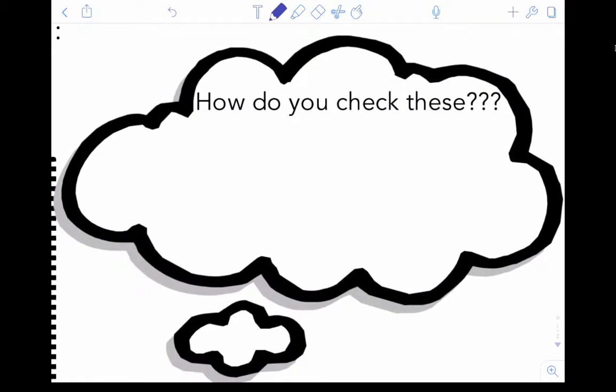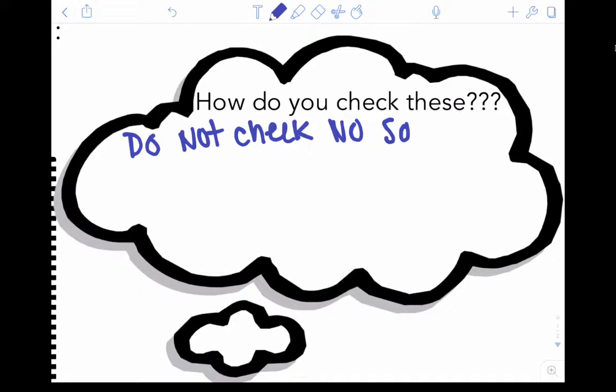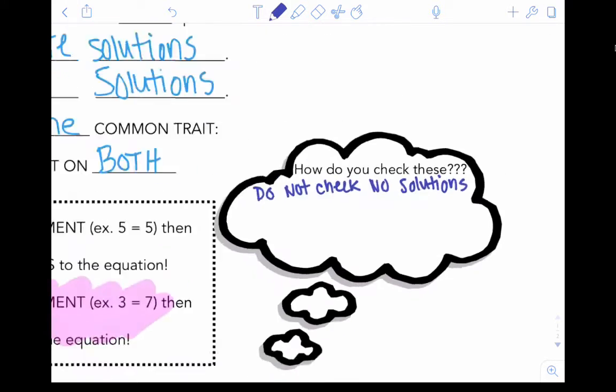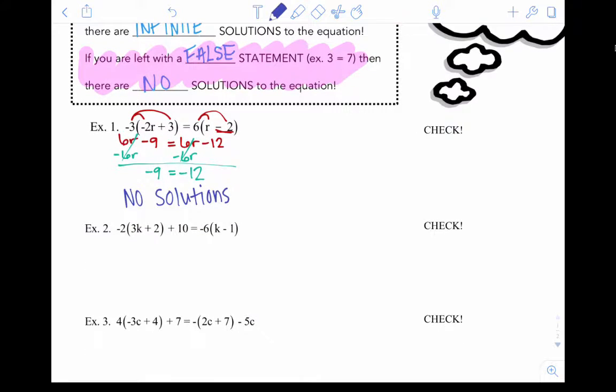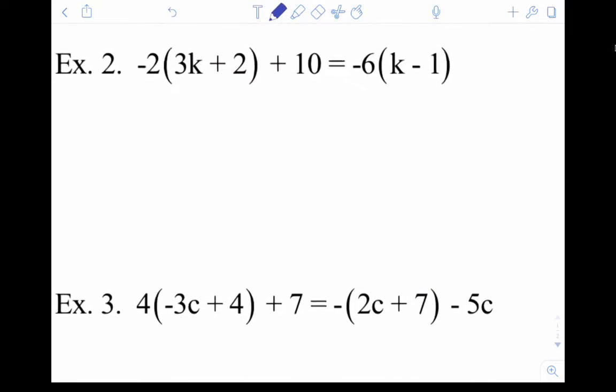So in our little thought bubble here, we're going to write that we're not going to check no solutions, just because it's kind of useless. We can't check them thoroughly, so we're just not going to do it. So I'm going to say, nope, no check. All right, moving on to my next example.